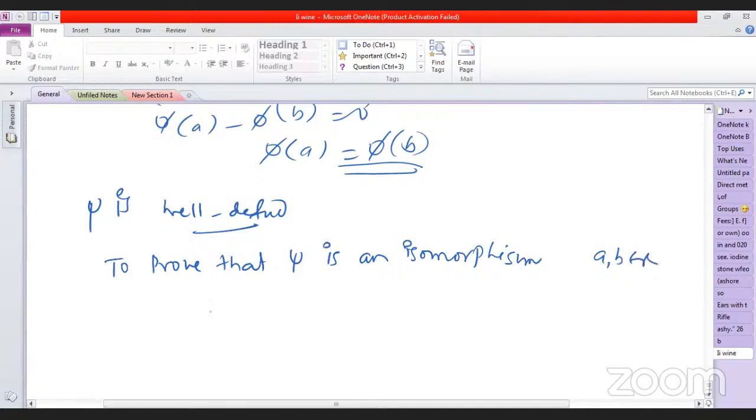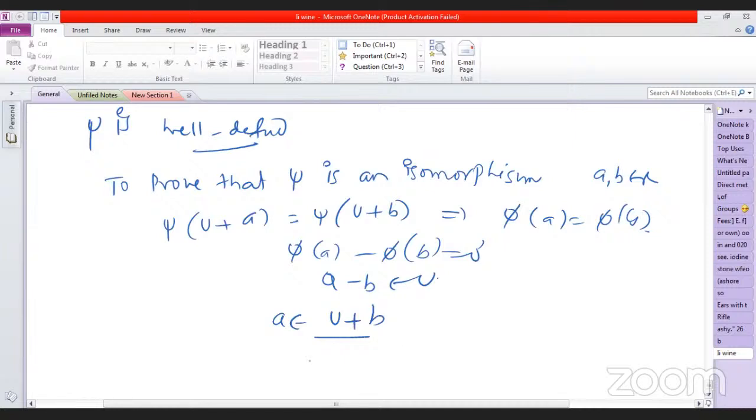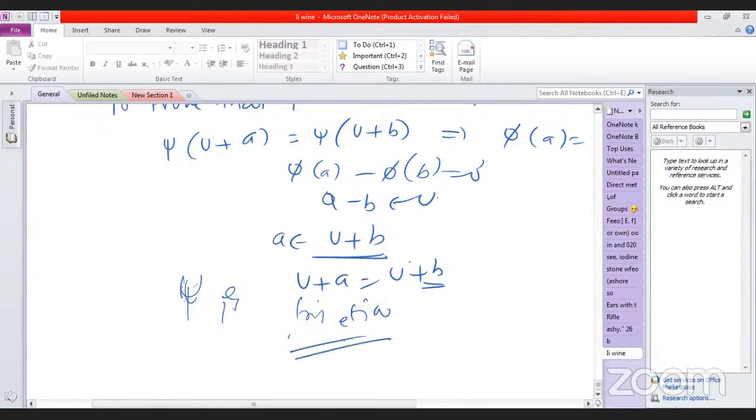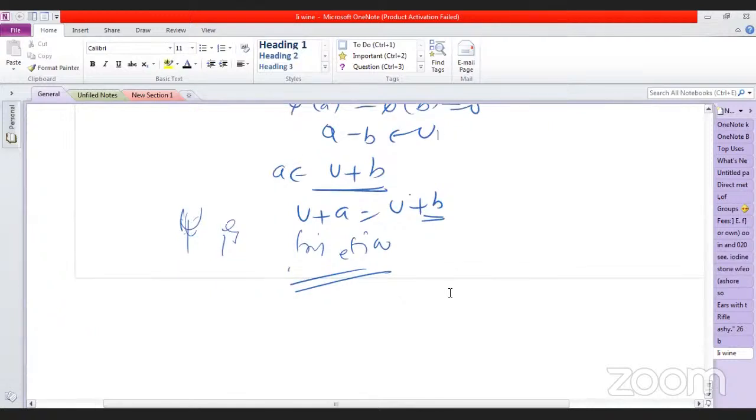Let a, b belong to R. Psi of U plus a is equal to psi of U plus b. Then phi of a is equal to phi of b. So a minus b belongs to U, and U plus a is equal to U plus b. Then psi is injection. What is the meaning of injection? One-one. Okay, very good.